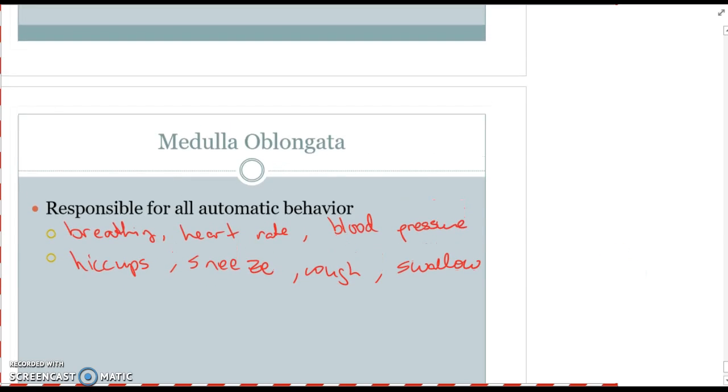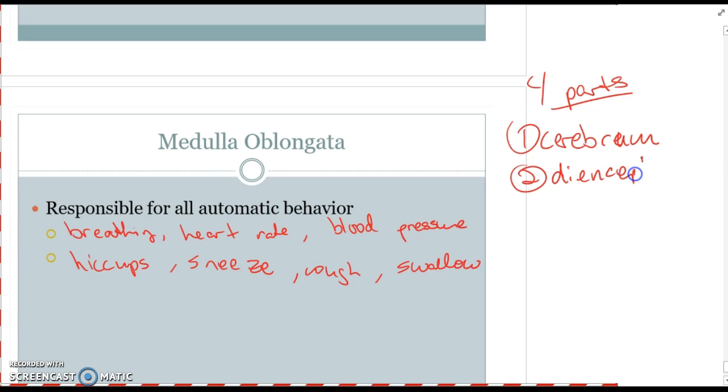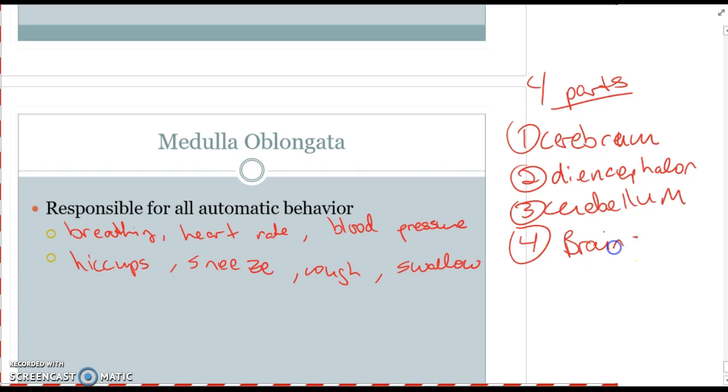So just keep in mind here that there are the four parts of the central nervous system. Make sure you could, if I were to ask you to list anything, it might be that. Remember, we've got the cerebrum, then we've got the diencephalon, then we've got the cerebellum, and then we've got the brain stem. So hopefully this put it all together.